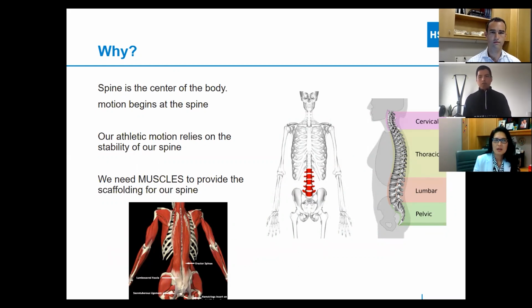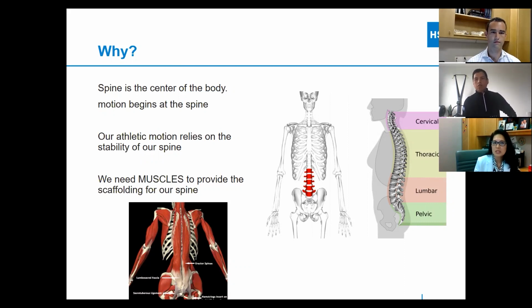Oftentimes I see athletes come in injured, and they've got really strong arms and really strong legs, but if they don't have a strong center, that's when they're very vulnerable to injury. And they're also not optimized in terms of their excellence.